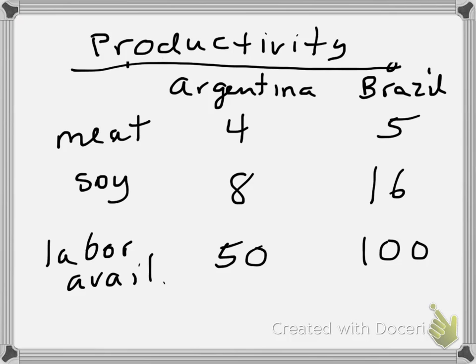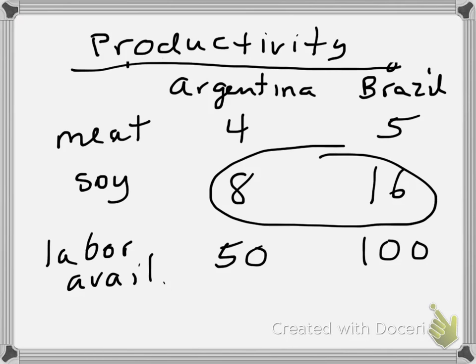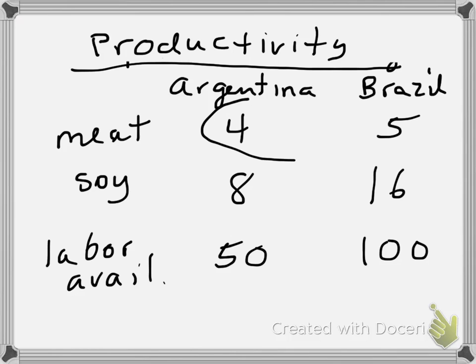So Brazil is better at producing both of them. For thinking about comparative advantage, we ask, which one is Brazil better at? And plainly, Brazil is better at soy. Brazil's productivity advantage is double. Brazil produces 16, Argentina produces 8, whereas when we look at meat and do the comparison between the two, Brazil only produces a little bit more than Argentina, so it's not as good at producing meat as it is at producing soy relative to Argentina. So it's a kind of double comparison.